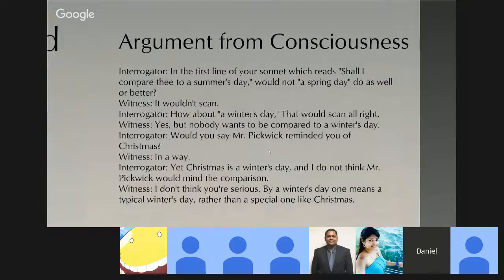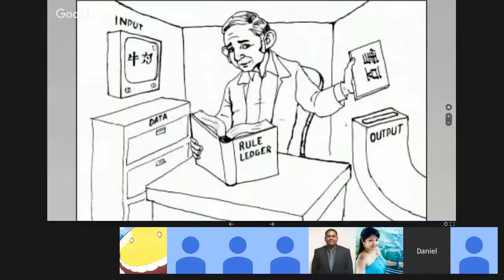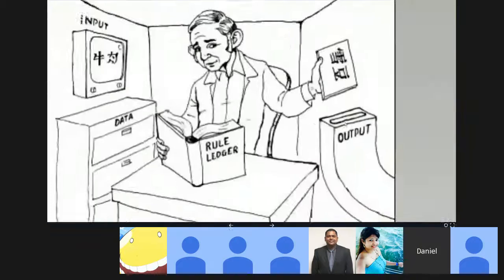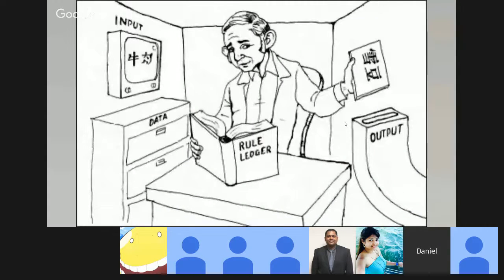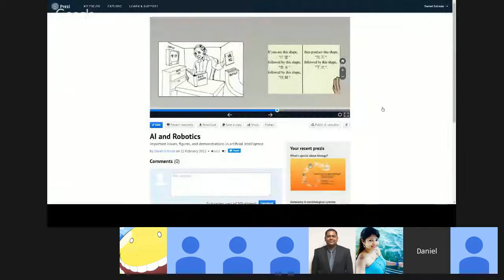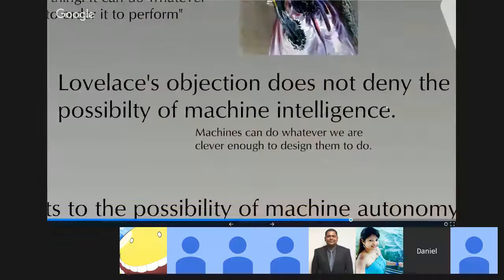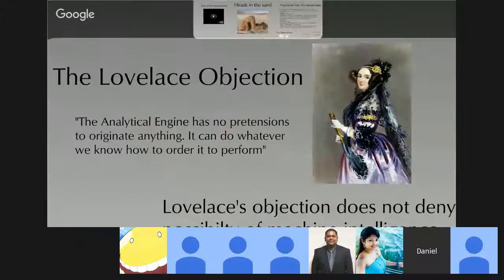Okay, so let me do 5 minutes on the Chinese room, and then the Lovelace objection very quickly. Actually, I'm not going to do that. I'm going to skip the Chinese room. I'll talk about the Chinese room in live lecture tonight, and maybe on Friday, if you want to talk about it. But I want to go into the Lovelace objection because I think the Lovelace objection is more common.